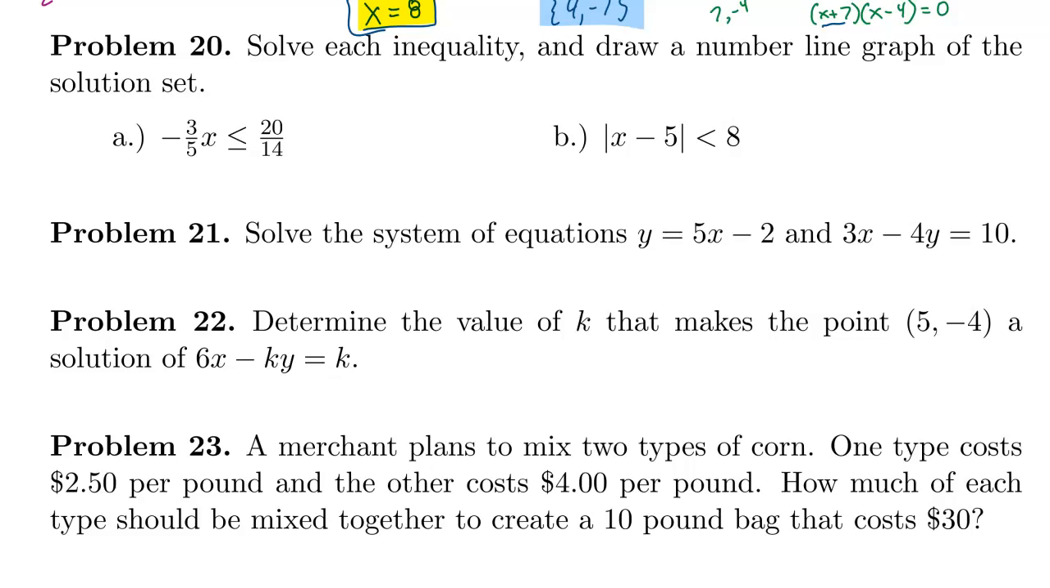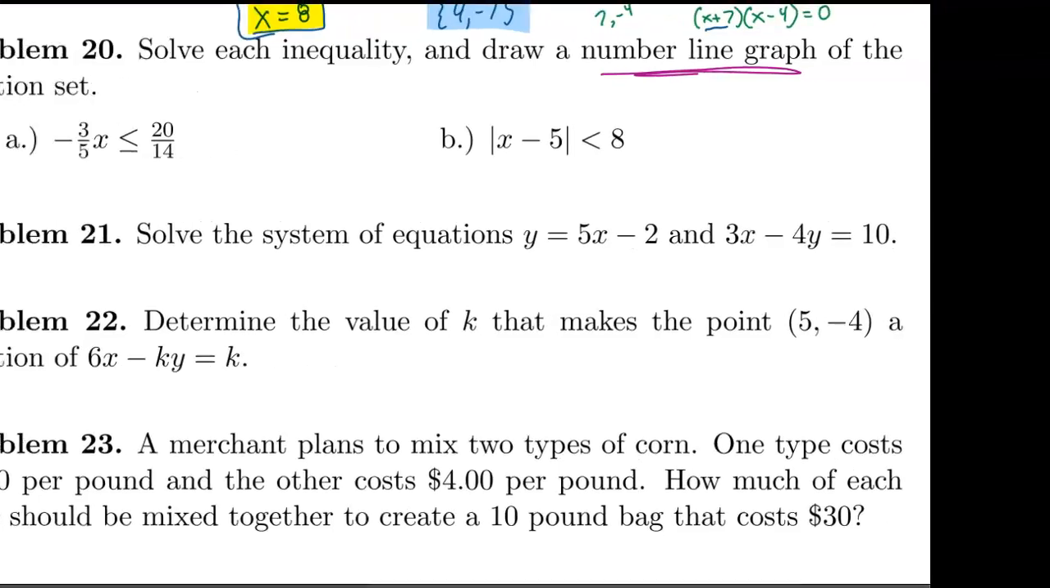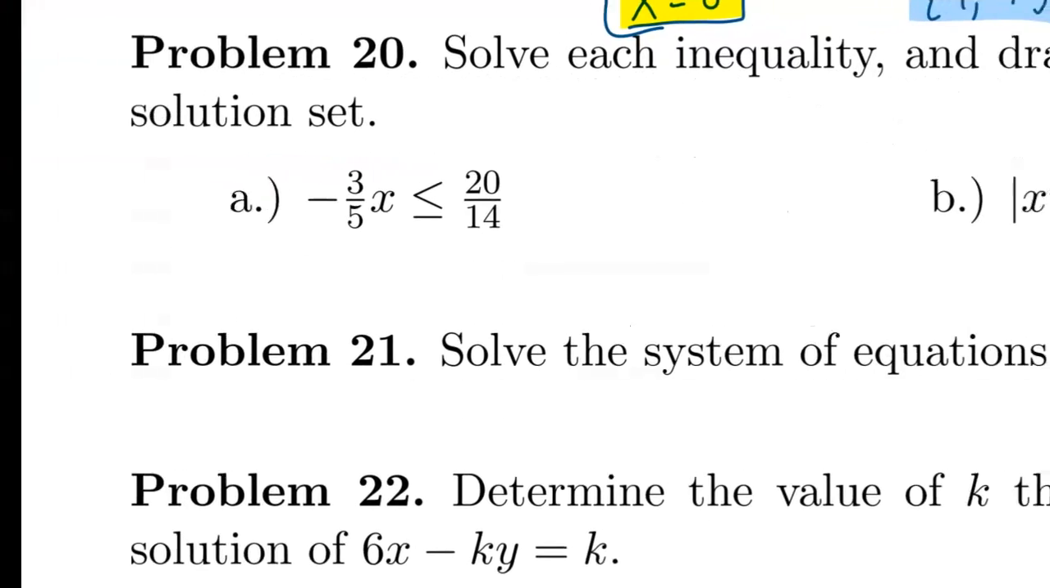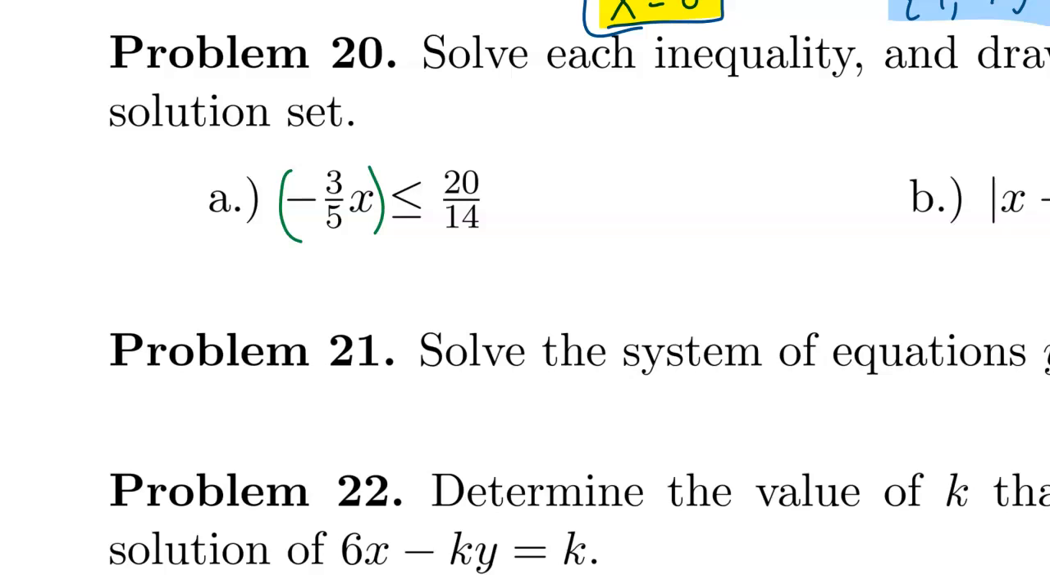In problem 20, we're asked to solve each inequality and then draw a number line graph to represent the solution set. In problem A, all that I really need to do is multiply both sides by -5/3, the reciprocal of the number that's there. But what's important to remember is that when we multiply an inequality by a negative or divide by a negative, we need to reverse the inequality.